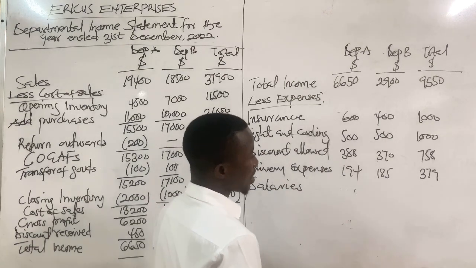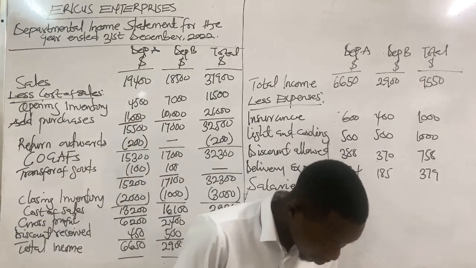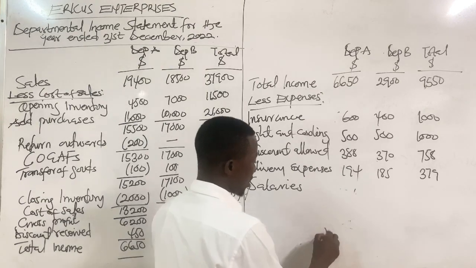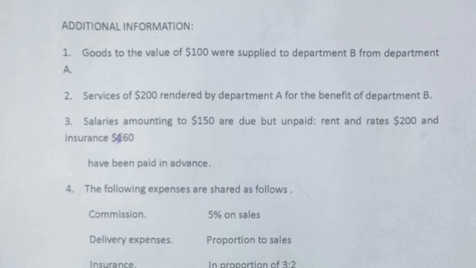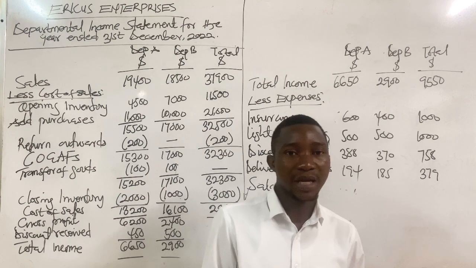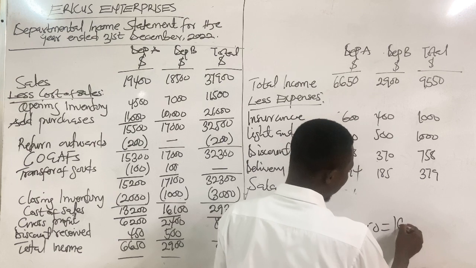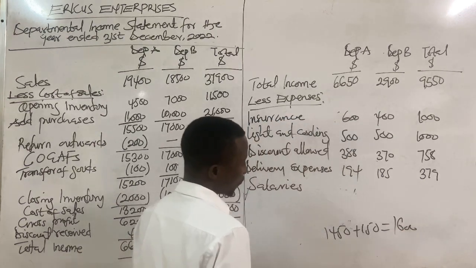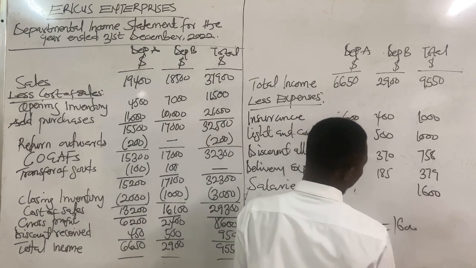Salaries. The total salary is $1,450. Additional information says that salaries amounting to 150 are due but unpaid. That is salaries owing or salaries outstanding. So we have to add the owings. That is 150, making a total of $1,600. So salary is $1,600.